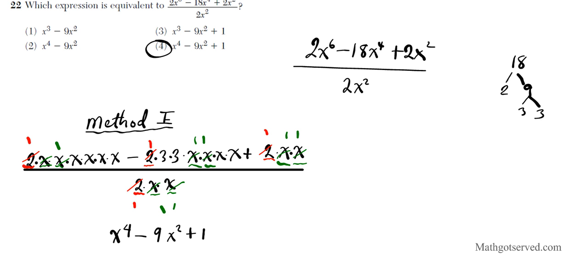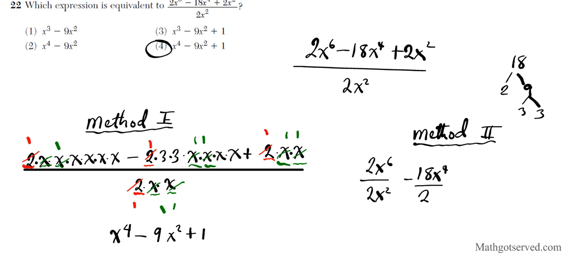Okay. All right, let me show you another method of doing this, method 2. This one's a little bit more advanced. What I'm going to do first is break this fraction down. Since this is a common denominator, I can write this rational expression as 2x to the 6th over 2x squared, minus 18x to the 4th over 2x squared, plus 2x squared over 2x squared.